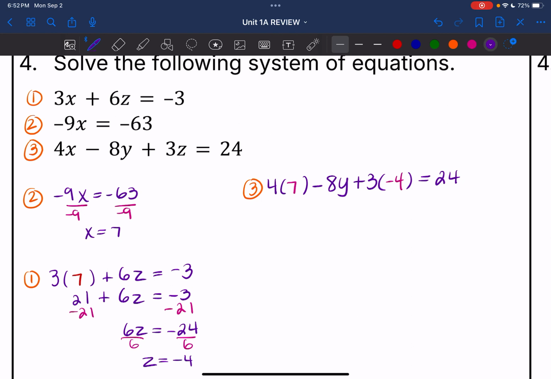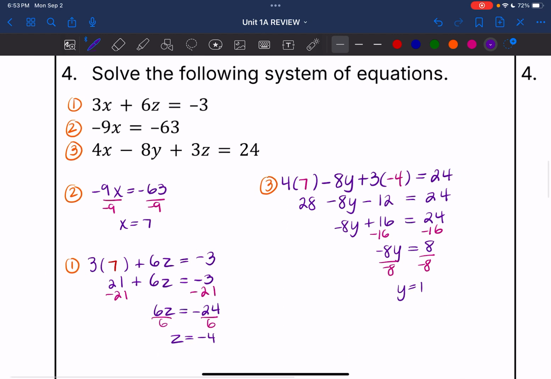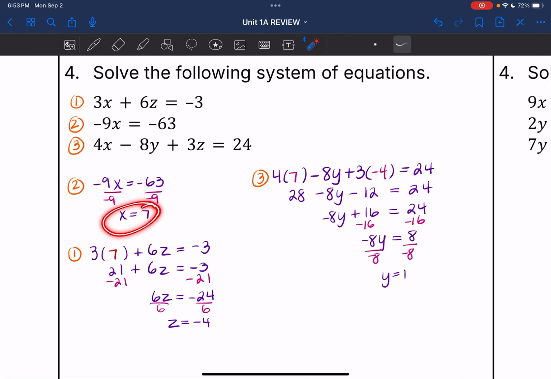Okay, so then this leaves me with 28 minus 8y minus 12 equals 24. Negative 8y, I'm going to go ahead and combine my like terms. So 28 minus 12 would give me 16. We're trying to isolate the y, so let's subtract 16 from both sides. I now have negative 8y equals 8. And if we divide by negative 8, y equals negative 1. Okay, and I officially have all three of my variables, x, z, and y.